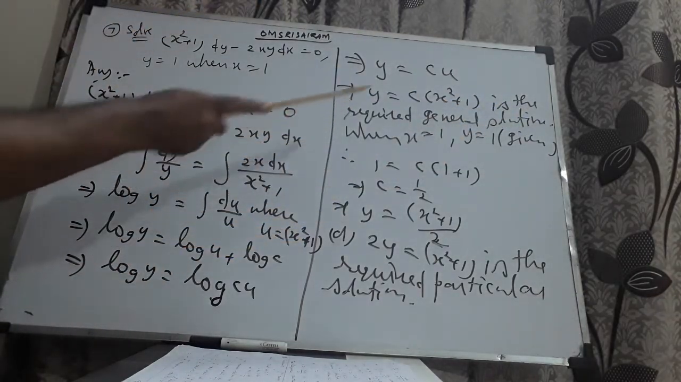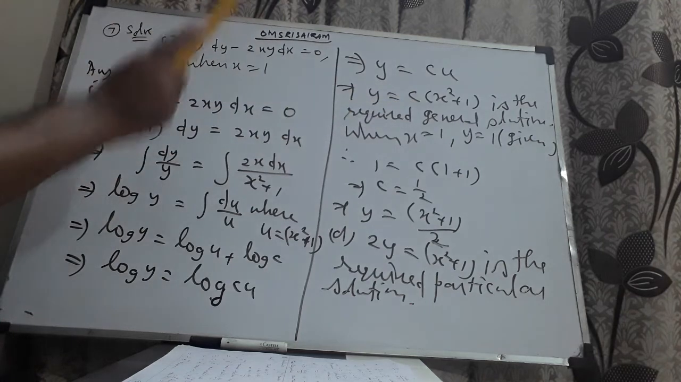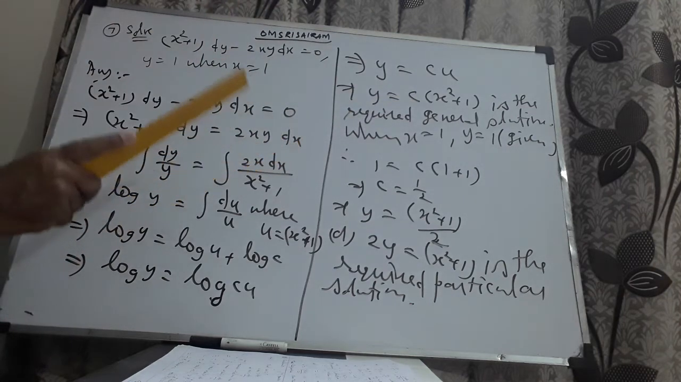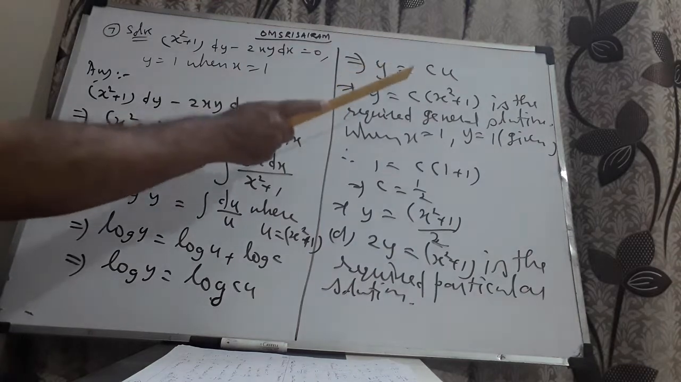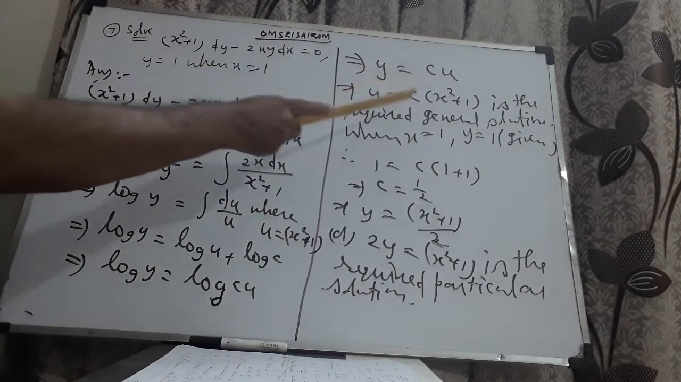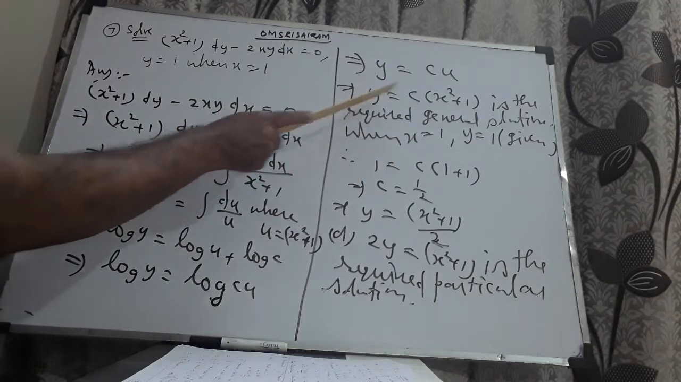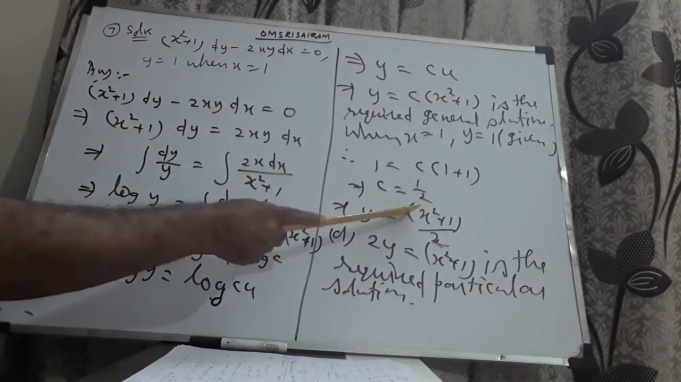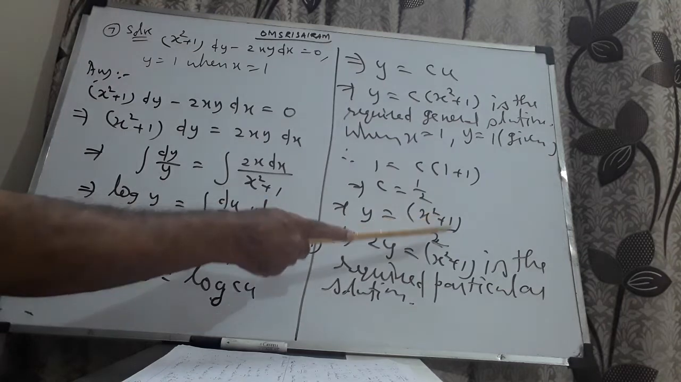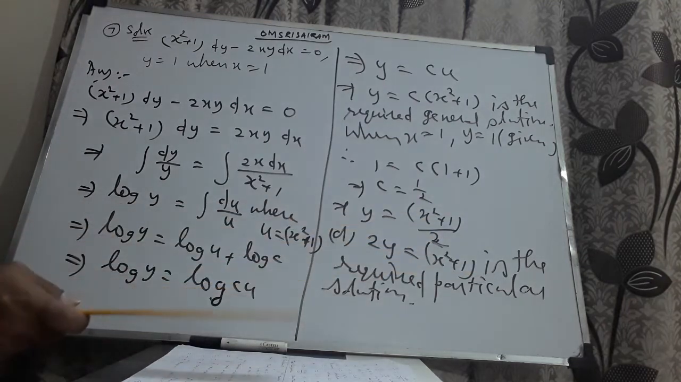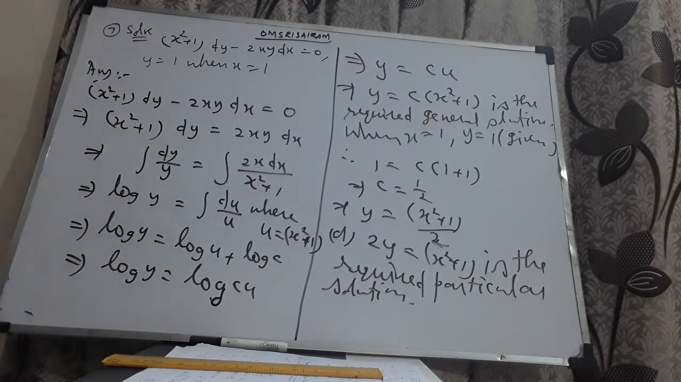If I give the solution in terms of c as it is, which is known as the constant of integration, it is called the general solution. To get the particular value of c, you are given the condition when x is 1, y is 1. 1 is equal to c into (1 plus 1), c becomes half. Now y is equal to (x square plus 1) by 2, or 2y equal to x square plus 1, that is known as the particular solution.